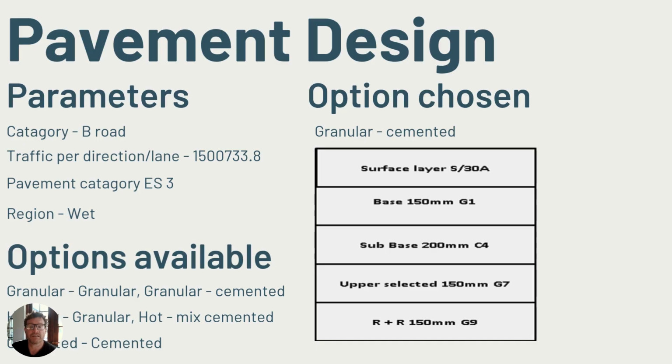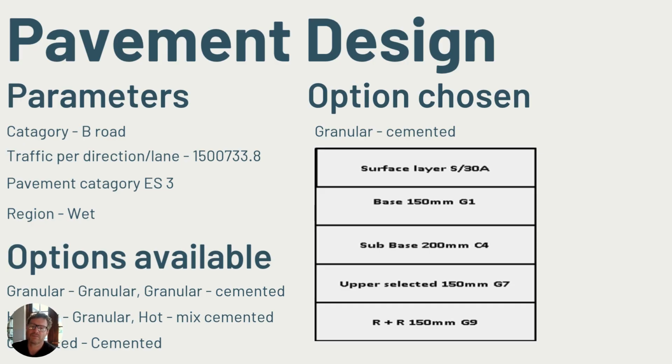The road will have an ADT of 1.5007 million E80s per lane per direction, resulting in a pavement category of ES3. The region is wet, and the options available for a pavement design that meets these criteria include a granular pavement, a granular cemented pavement, a hot mix granular pavement, hot mix cemented, and a cemented pavement structure.